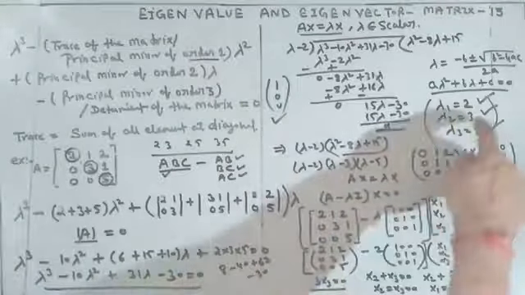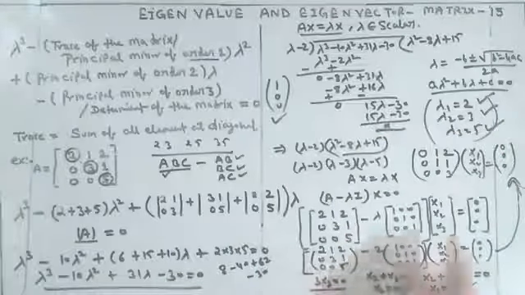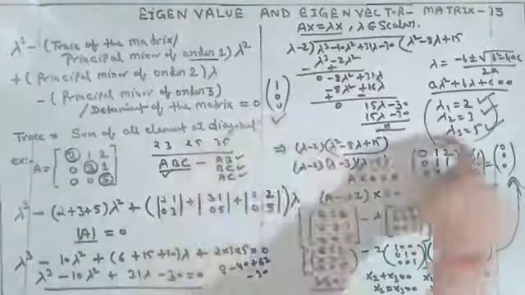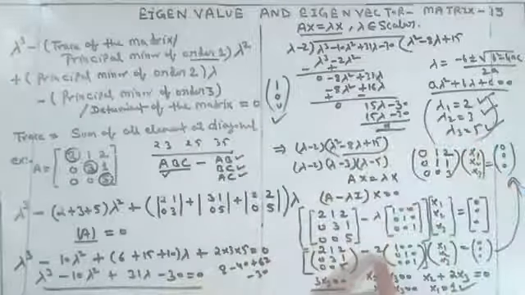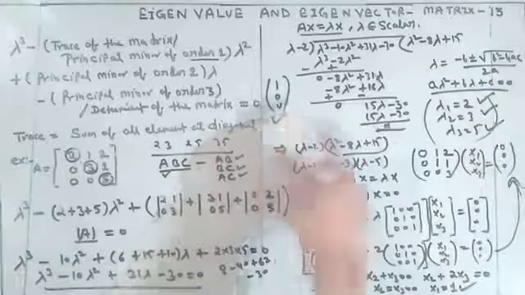Similarly, now you will put 3 here, 3 here, 3 here, 3 here. After that you will get one solution, the eigenvector corresponding to this. Similarly, lambda 3 is equal to 5. You will put 5 here. Then after that you will get something that will be the third eigenvector.